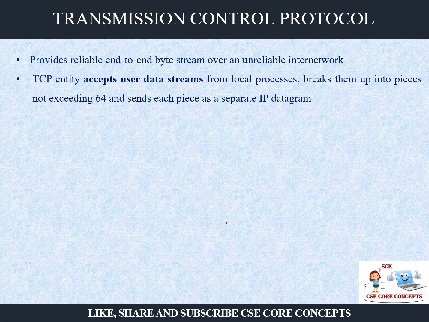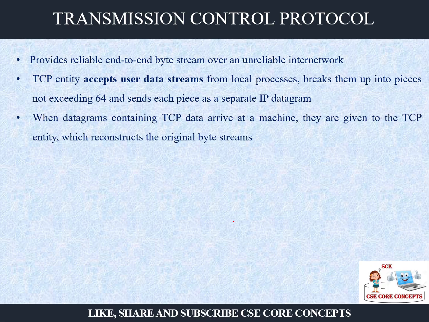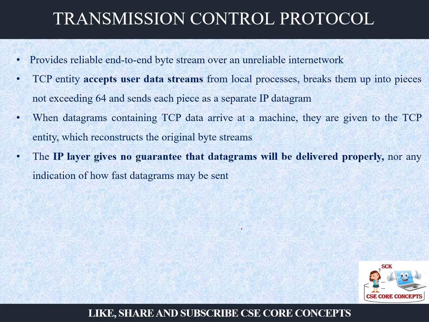So the TCP entity accepts user data streams from a local process, breaks them into pieces, each of which cannot be more than 64 bits, and sends each piece as a separate IP datagram. Now, when the datagrams containing TCP arrive at the destination machine, they will reconstruct the original stream, because it has been broken down into IP datagrams.